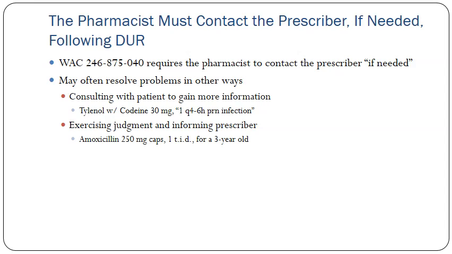Exercising his or her judgment is also a possibility, and subsequently informing the prescriber of the decision. For example, a prescription is received for a 3-year-old for 30 amoxicillin 250 mg tablets to be taken Q8 hours. The dose is appropriate for the child's weight, but the child cannot swallow capsules. The prescriber is not immediately available for consultation.